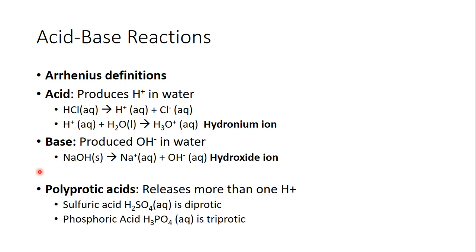Now, acids can have more than one acidic hydrogen. If it has more than one acidic hydrogen, we call these polyprotic acids because they release more than one H+. So let's look at sulfuric acid. We can see there's two hydrogens here, so it is called a diprotic acid. While phosphoric acid has three hydrogens here, so we call that a triprotic acid. In reality, you don't go higher than a triprotic acid. You are either monoprotic, diprotic, or triprotic.